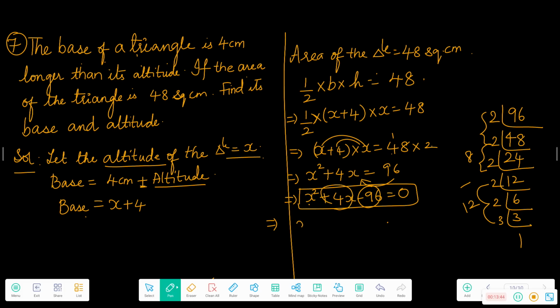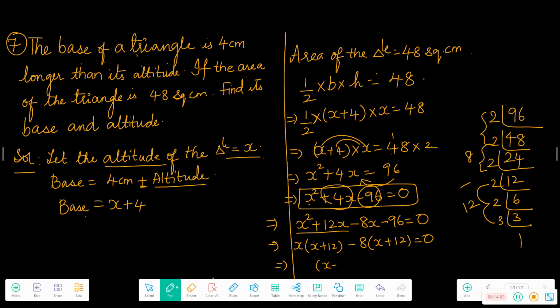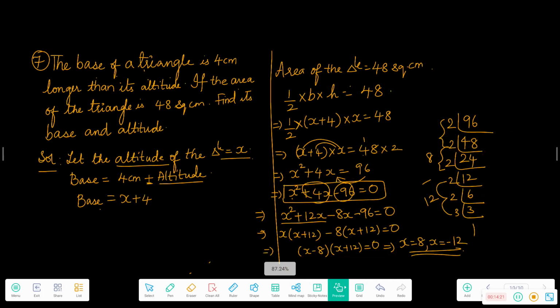So this 4x can be written as x square plus 12x minus 8x minus 96 is equal to 0. I can take x common from here, x into x plus 12, and minus 8 I can take, x plus 12 is equal to 0. So we will get x minus 8 times x plus 12 is equal to 0. So the values of x are x is equal to 8 and x is equal to minus 12. Here we need to take the altitude as the positive one. So x value is equal to 8.